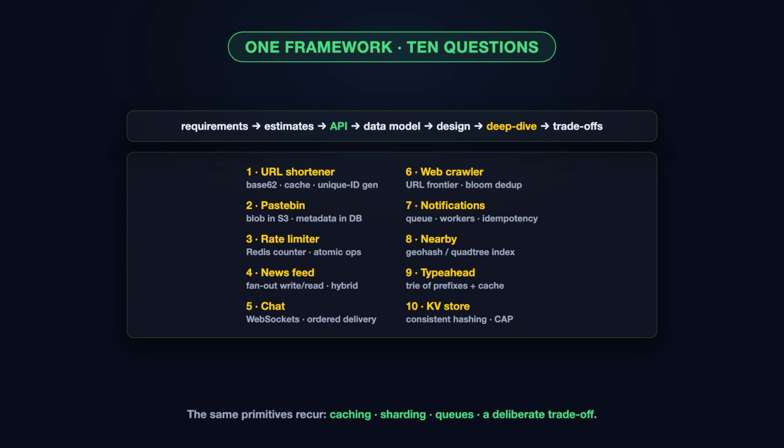Nearby, a geospatial index, geohash or quad tree. Typeahead, a tree of popular prefixes plus caching. And the distributed key value store, consistent hashing, replication, and an honest CAP trade-off. Notice how the same primitives keep coming back: caching, sharding, queues, and a deliberate trade-off. Learn those 4 moves, run the 7-step framework, and you can reason your way through a system design question you have never even seen before.